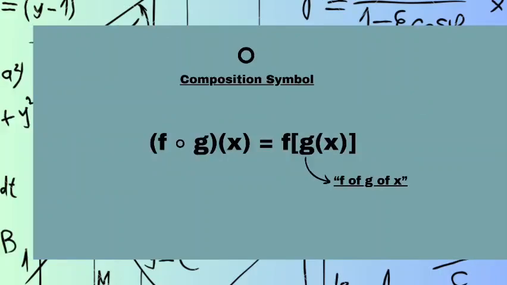First, we use a symbol called the composition symbol. It is denoted by a small circle. Here, you can see that f and g are in the same parentheses. In between them is the composition symbol. It is read as f composed of g, or it can simply be read as f of g of x. So now we know what composite functions are. We can now dive into the examples.